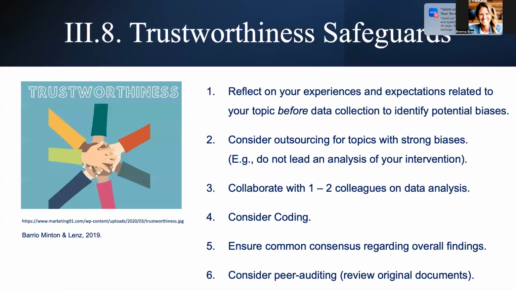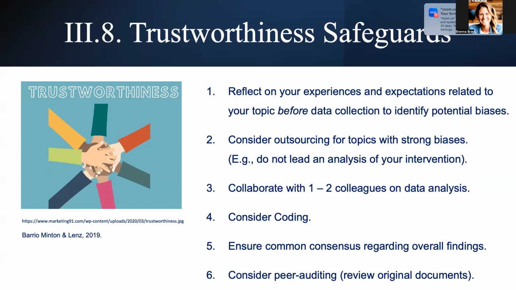So now we want to address trustworthiness safeguards. In order to ensure trustworthiness, here are a few steps that we can take as researchers. One, we want to stop and spend some time reflecting on our own experiences and expectations related to a topic before we collect data on that topic. We want to do this so that we can identify our own potential biases. For areas where we have stronger biases, we might want to think about outsourcing. We might want to collaborate with 1 to 2 colleagues on data analysis. We want to consider when we're coding.